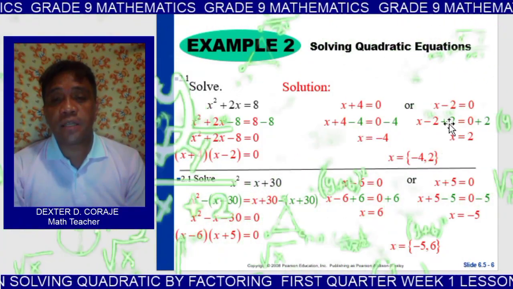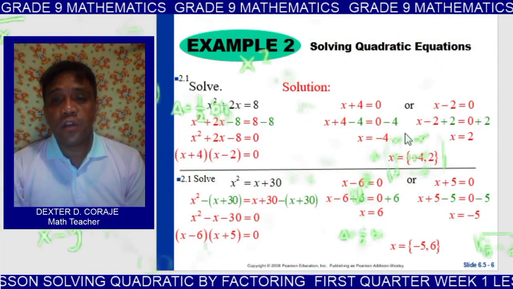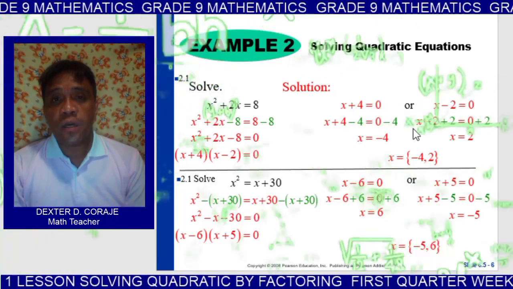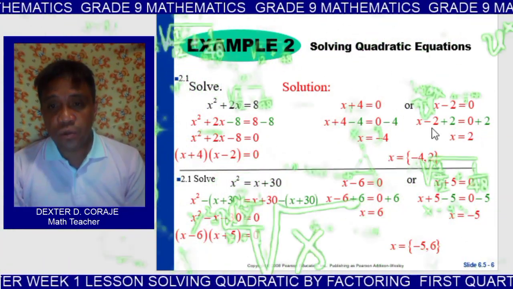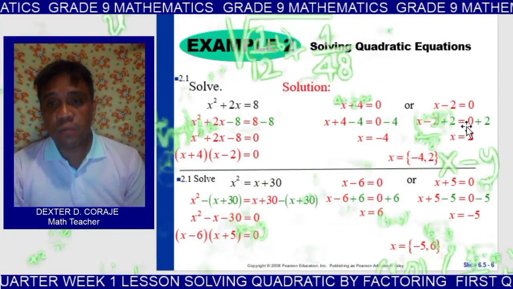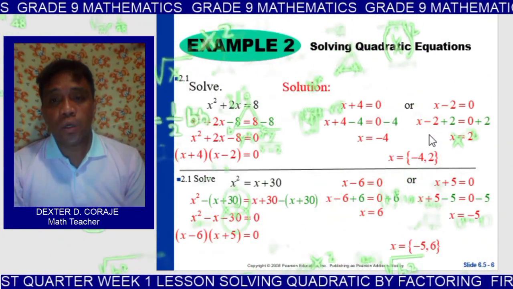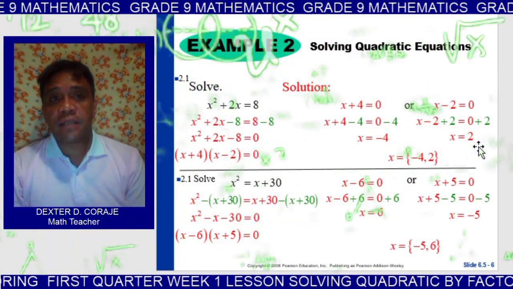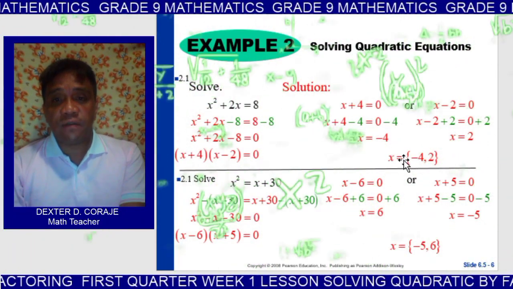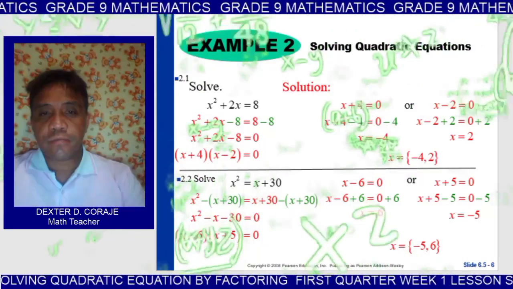Then the other one is x minus 2 equals 0. So we have x minus 2 plus 2 is equal to 0 plus 2. Set negative 2 to make it 0. So we're going to add both sides by 2. So we have now x is equal to 2. So we have x is equal to the set negative 4, 2.